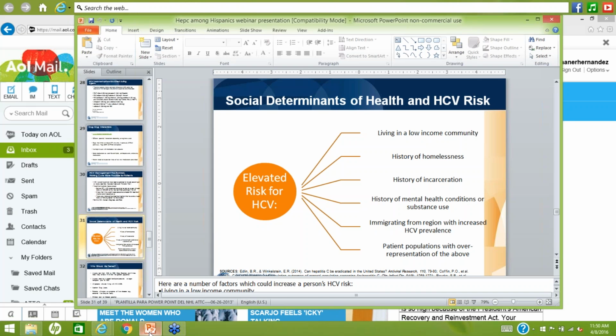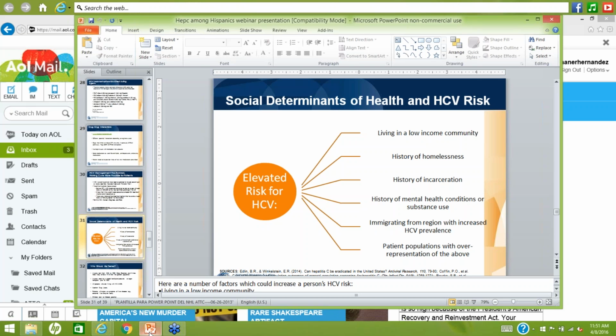I just want to briefly mention that there is a lot of published research regarding social determinants of health and HCV risk. Folks are at elevated risk if they live in low-income communities, and we know that many Latinos and Hispanics across the U.S. do. Many have a history of homelessness, and a history of incarceration.